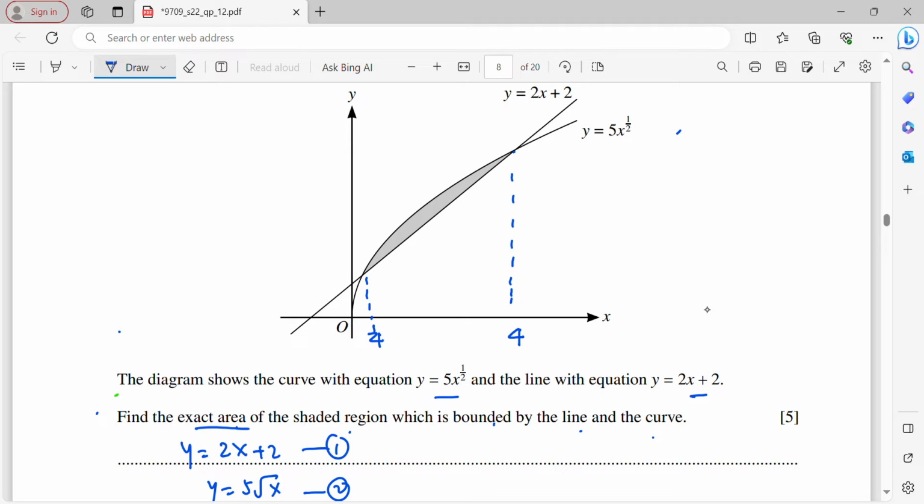So now to get the exact area of the shaded region, obviously the region is towards the x-axis. So now if I integrate the curve from 1 over 4 to 4, that means I'm getting all this blue arrow. Then now I have to minus the green arrow here. So if you realize that when you minus the green arrow, that will be the shaded region.